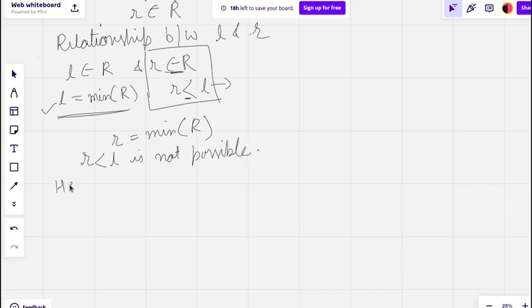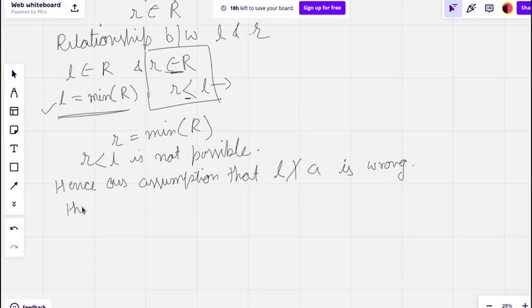Hence our assumption that L does not divide A is wrong.